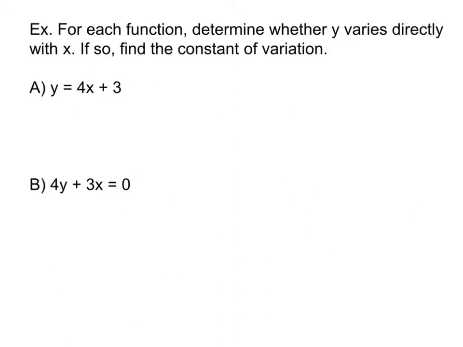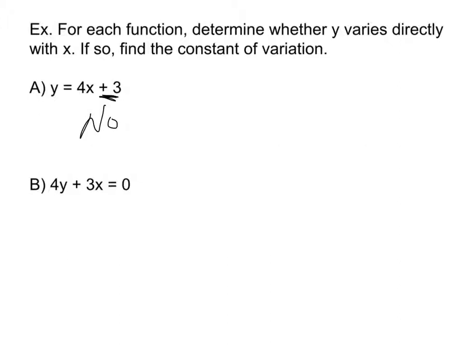A couple more examples. For each function, determine whether y varies directly with x. If so, find the constant of variation. So the first one, y equals 4x plus 3. Again, as I told you earlier, in a direct variation the y-intercept is 0. In this case, our y-intercept is 3, so we can automatically say no, it is not a direct variation.